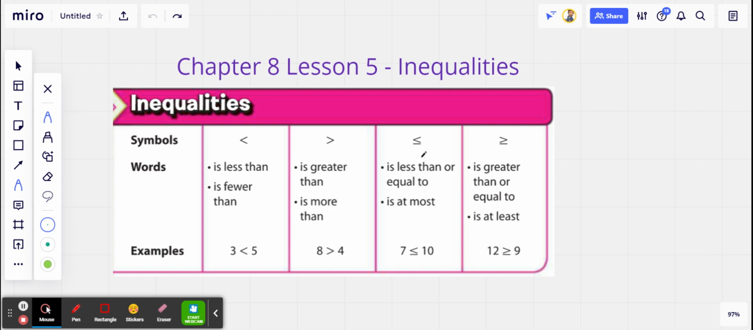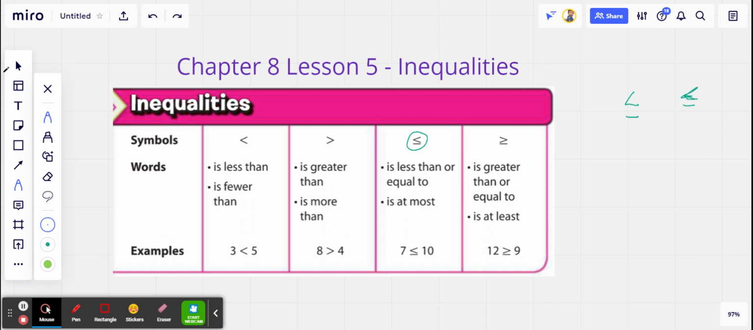And so I want to introduce you here to this symbol. It looks like a less than, but there's a line underneath it, and that means less than or equal to. It's kind of like halfway between a less than symbol and an equal sign, because the equal sign has two lines. And the greater than sign with the line underneath is greater than or equal to. We're going to be using those when comparing numbers and inequalities.